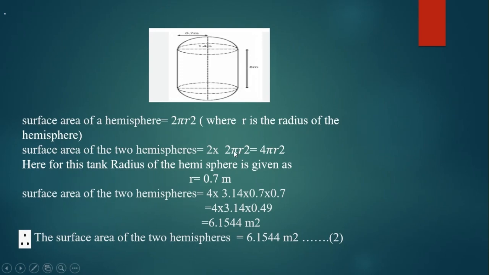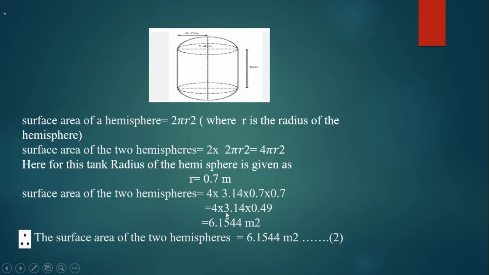Again we are substituting the values of r and pi. Pi is a fixed value, constant. So after substituting all the values, 4 pi r square, right? 4 into 3.14 into r square, means r into r, 0.7 into 0.7. After substituting all the values, we can simplify. After the simplification, we got the surface area of two hemispheres as 6.1544. Here, we can substitute pi value as 22 by 7 also. We can substitute as 3.14, it depends. Just to make the calculation easy, I have substituted like this.